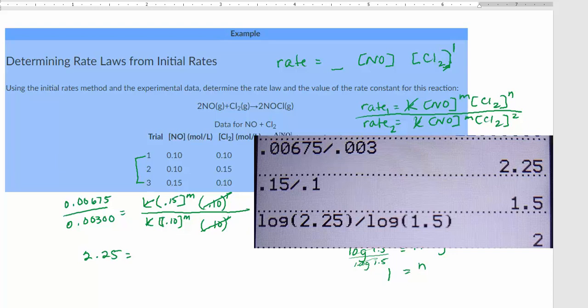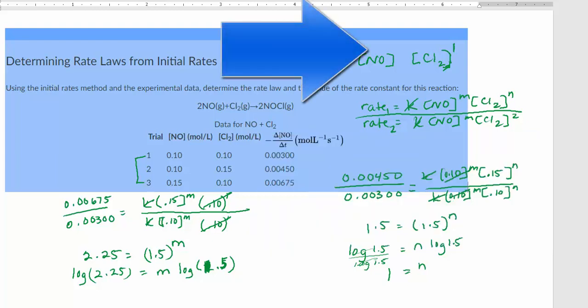Now I'm going to take the log of both sides. In the write-up for this example, it says it's taking the natural log. The base 10 log works just the same. So again, the algebraic technique is that taking the log of a number raised to an exponent will bring the exponent forward, so it's the exponent times the log of that number. So if I divide both sides by the log of 1.5, which I'm just going to do in my calculator, I get m equals 2. So this exponent here is 2.